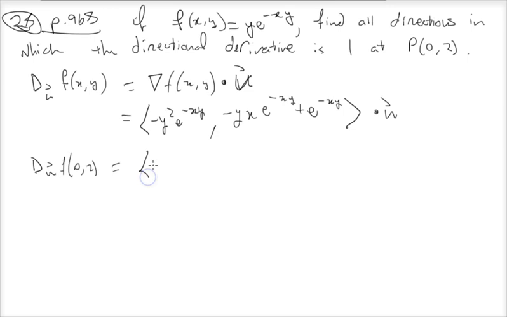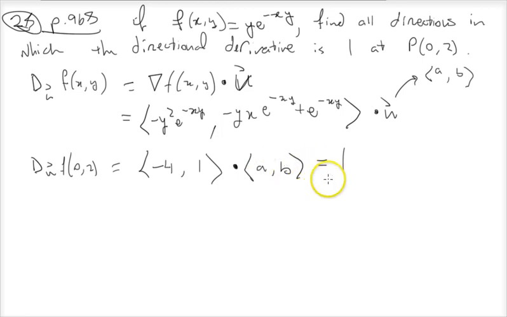And that is going to give us (-4, 1) for our gradient vector, dotted with u. Because this is a function of two variables, we will consider u to have components a, b, so that'll be dotted with the vector (a, b). We're looking for what values of a and b will make this directional derivative equal 1. We'll expand this out and get negative 4a plus b is equal to 1. This is the equation that we're trying to solve.